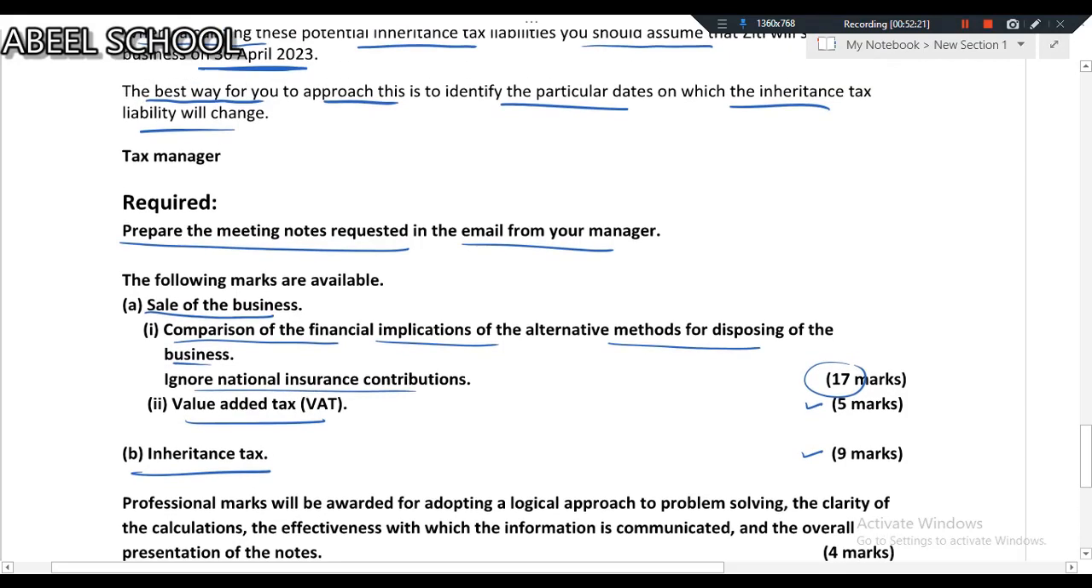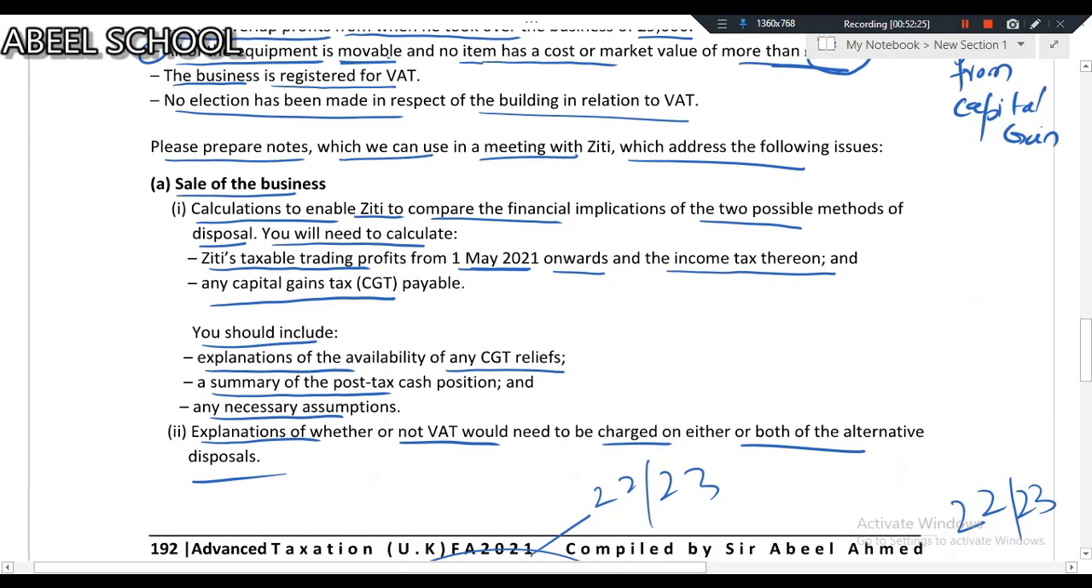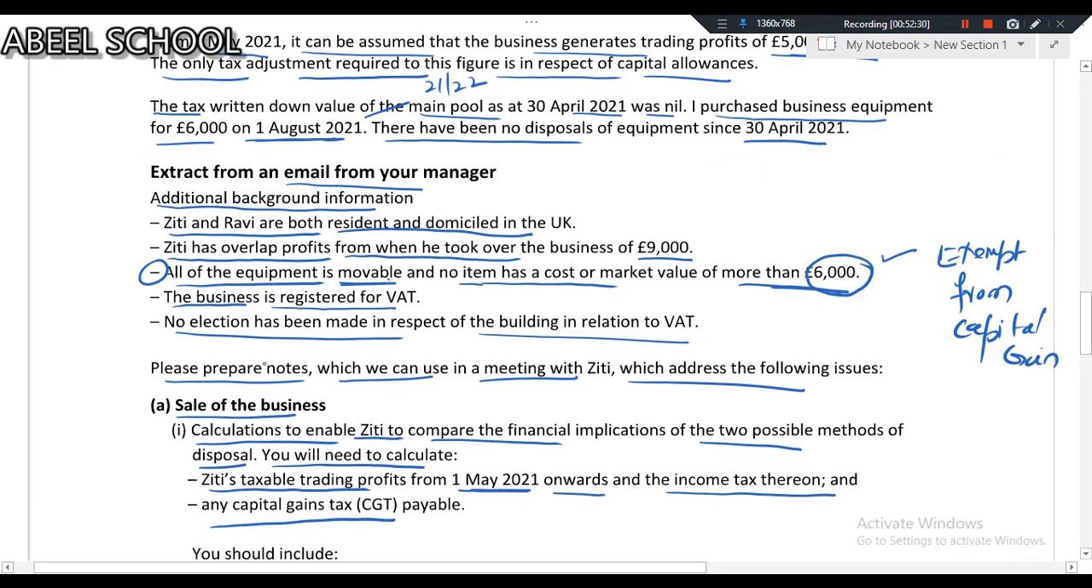Okay, value added tax. What do they want from us? The business is registered for VAT. No election has been made. Okay, let me tell you. For VAT, what do you have to write?